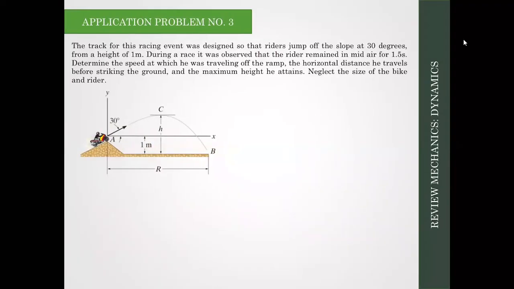Okay? So the track for this racing event was designed so that riders jump off the slope at 30 degrees from a height of 1 meter. So during a race, it was observed that the rider remained in mid-air for 1.5 seconds. Determine the speed at which he was traveling off the ramp, the horizontal distance he travels before striking the ground, and the maximum height he attains. No? So neglect the size of the bike and the rider.